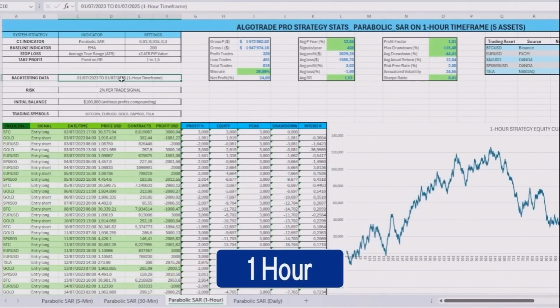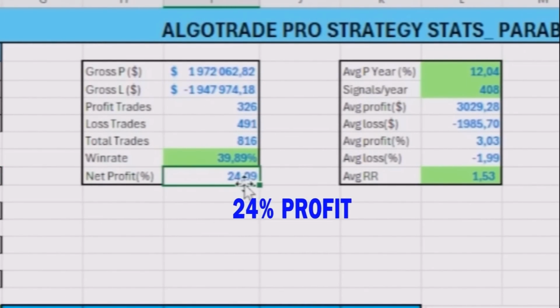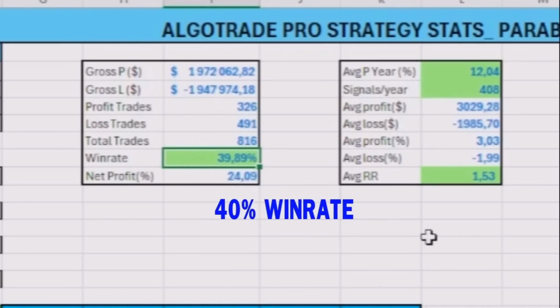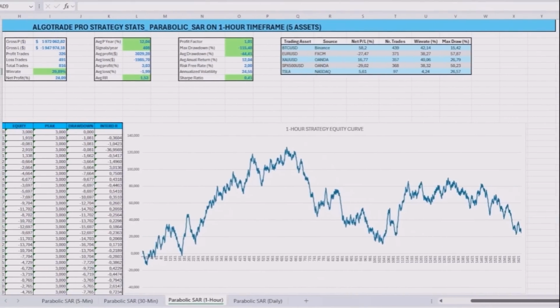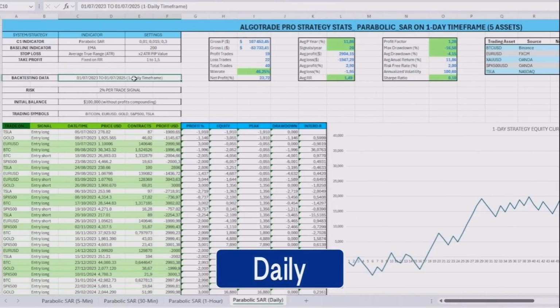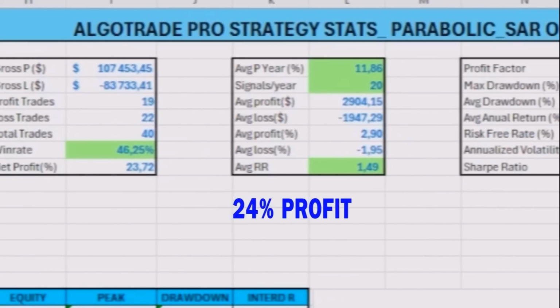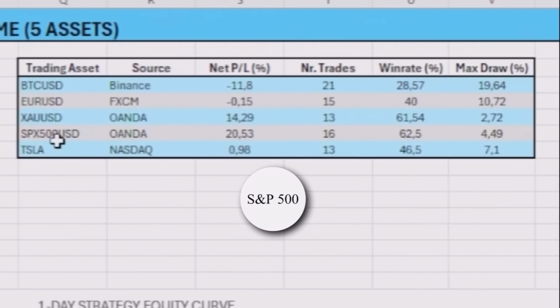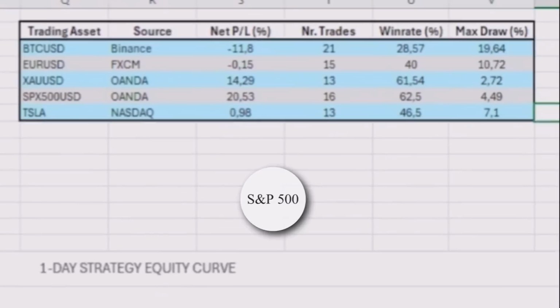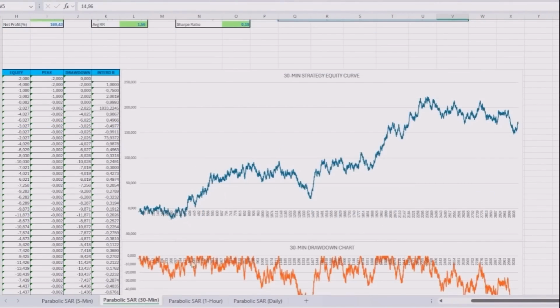Next, looking at the 1 hour time frame, the performance was softer. The strategy ended with a small 24% net profit, win rate again around 40%, but the equity curve was very flat. Some assets performed decently while others didn't. And finally, on the daily time frame, we had just 40 trades, but the results were surprisingly stable. The win rate was the highest, above 46%, and the strategy delivered a 24% profit, with the S&P 500 being the top performing asset in this time frame. Overall, Bitcoin and gold showed the best results, while Euro USD performed the worst.